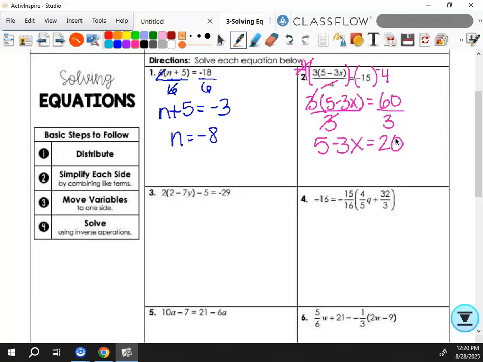So then I would subtract 5 and get -3x = -15. x = 5. Okay. Everybody okay with that? And again, if you would have gone about it, what did I do?